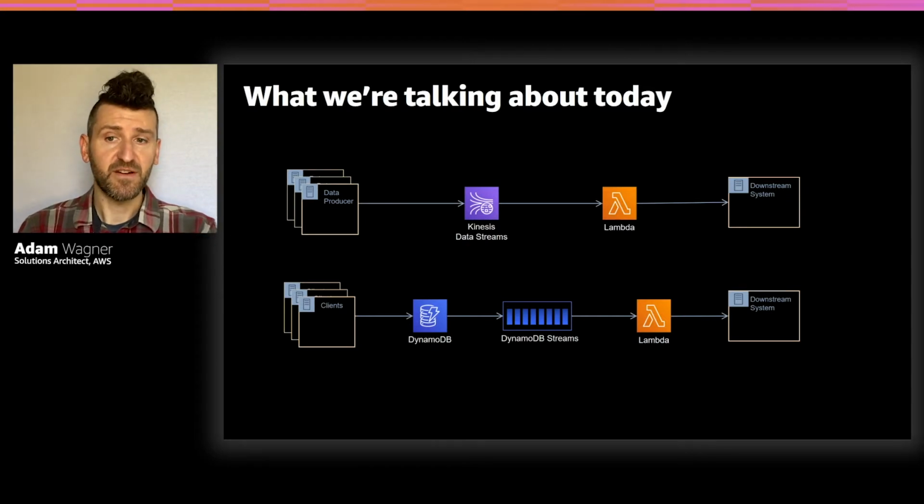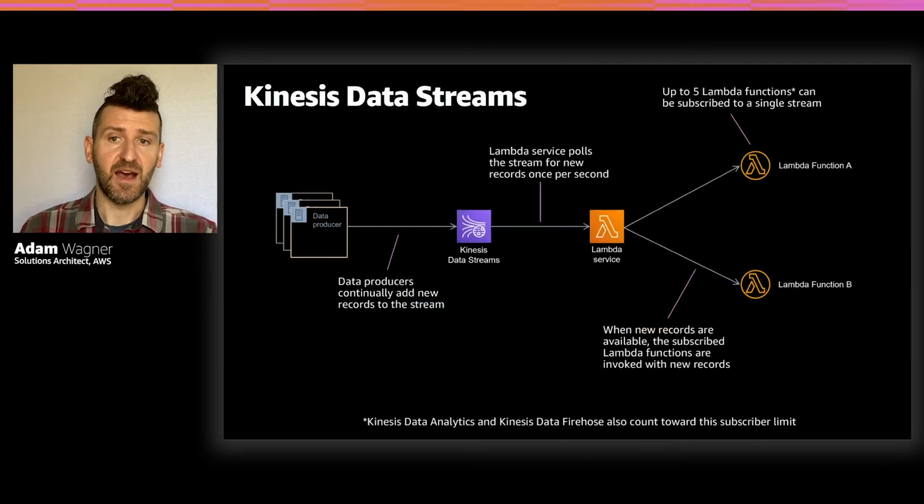Both of these look fairly similar, right? So with Kinesis Data Streams, you have some sort of client application, data producing application that's putting records onto that Kinesis data stream. We then can hook up a Lambda function. That Lambda function is going to receive batches of records, do something with them, push them to a downstream system. DynamoDB is similar, except that the clients on the left are not talking to DynamoDB Streams directly. They're talking to the Dynamo database. And then again, you have that stream of changes happening there.